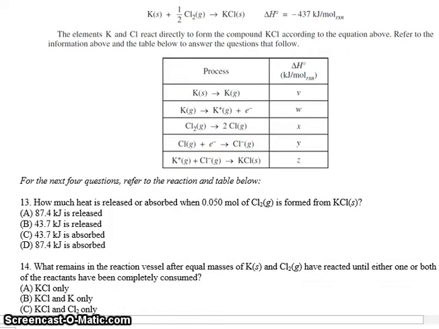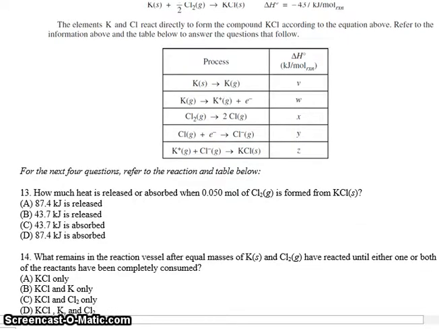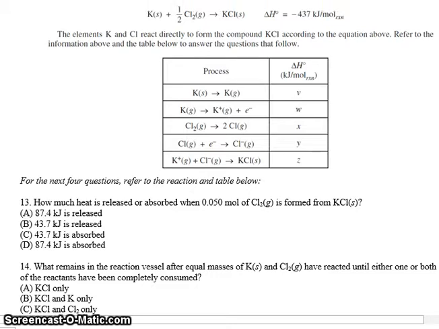Take a look at the second question. The second question is a bit different. Here it says, what remains in the reaction vessel after equal masses of potassium and chlorine have reacted until either one or both of the reactants have been completely consumed? This is another stoichiometry problem, but this is a limiting reactants stoichiometry problem. This is not necessarily referring to Chapter 5, but just using equations.